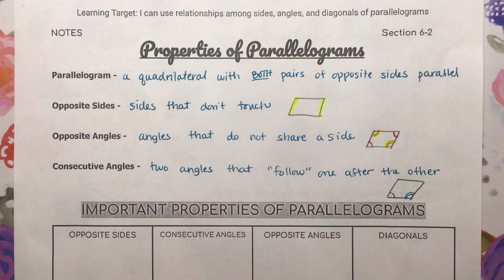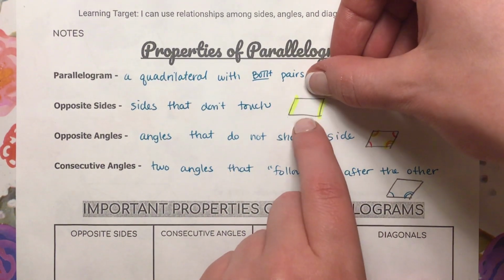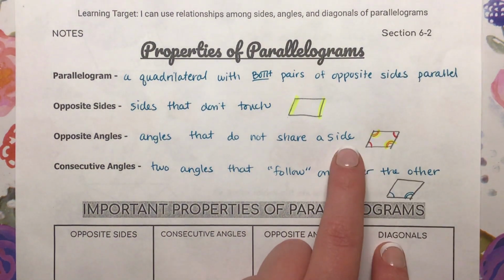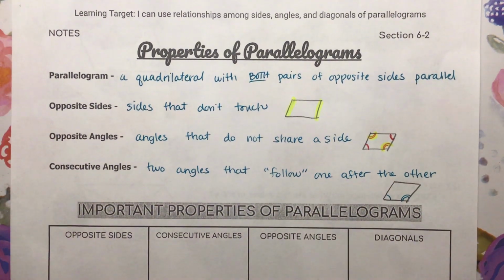Opposite sides are on opposite ends of the parallelogram. These upper and lower parts would also be opposite sides. Opposite angles are angles that do not share a side, so they're going to be on opposite ends of the shape. And then consecutive angles follow one after the other. They're kind of next to each other in the shape.